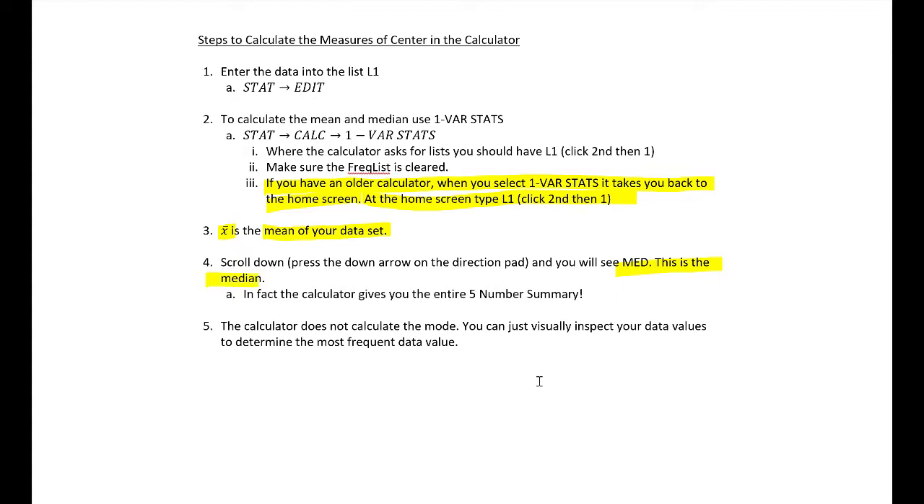In fact, you may be a little mad if you watched my video before this, but it turns out that the calculator actually gives you the entire 5-number summary. You don't even have to do it by hand. And then lastly, the calculator will not calculate the mode for you. Remember, the mode is the most frequent data value. What you're going to do is visually inspect your data values and see which data value occurs the most. I'm not sure if I mentioned this, but it's possible to have no modes. If none of your data values repeat, you're not going to have any modes. It's possible to have just one mode, and it's possible to have multiple modes. All right? Okay, let's get into an example here.